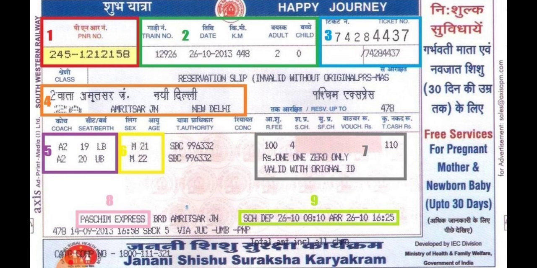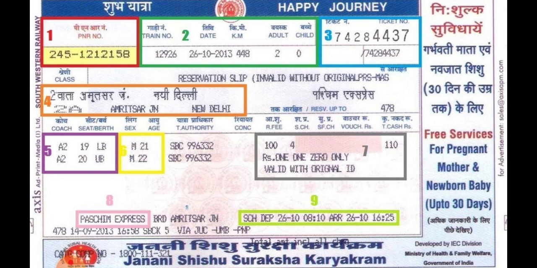It is written PNR number. Can you see, children? First column, PNR number. So each train ticket, or each passenger, will have a PNR number. PNR means Passenger Name Record. What is it? Passenger Name Record.